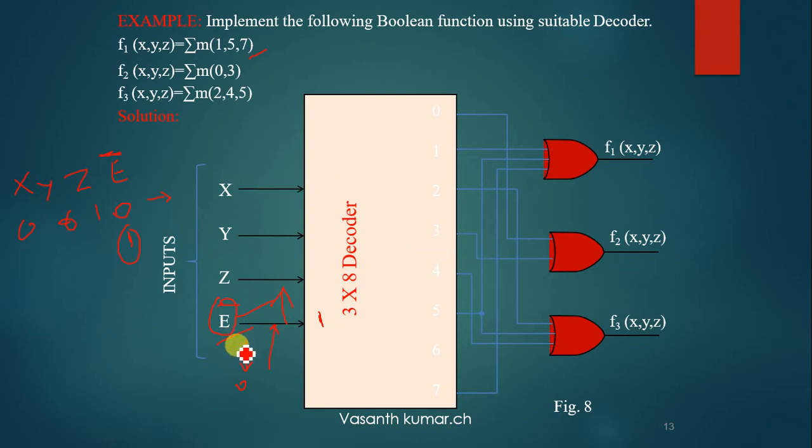Okay, so x, y, z, we have the first function 1, 5, 7: 1 take it to an OR gate, 5 take it to an OR gate, and 7 take it to an OR gate. You will get the function F1. Similarly F2 and F3. For F3 we have 2, 4, 5. For F2 we have 0 and 3. So for combination 0 and 3, 2 inputs, it's a 2 input OR gate; the other is a 3 input OR gate, a 3 input OR gate. So based on the number of values, the inputs will vary.